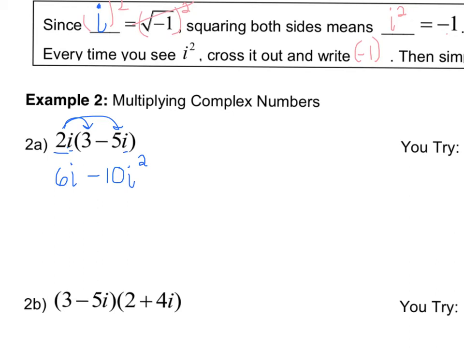So since we have an i squared, we're going to cross it out, and I'm going to write a -1 right next to it. Now we just need to simplify. We have 6i, and the -1 gets multiplied by the -10 that it's right next to. We totally ignore the i squared now. So -10 times -1 is +10. The last thing we should do to be super correct is flip-flop the answers so the real part's first and the imaginary part is second.